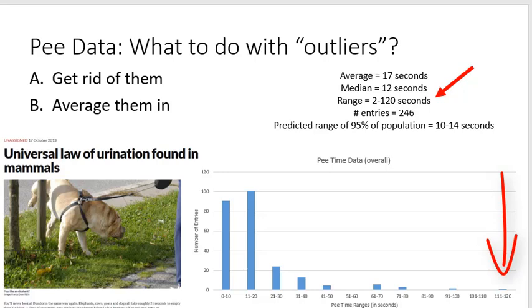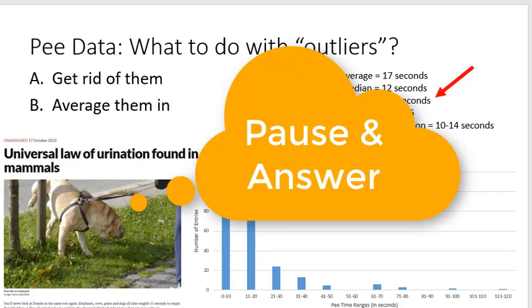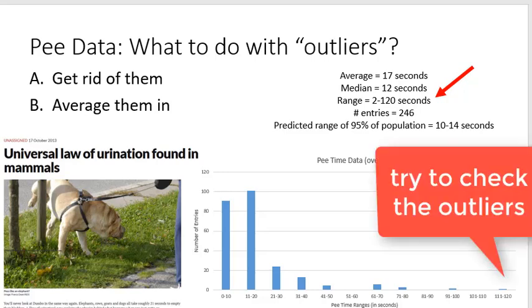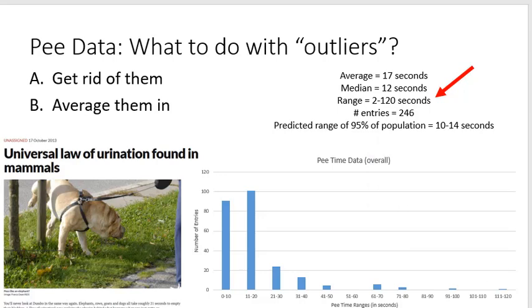These are outliers and substantially shift the average upward. What do you think we should do with them? Should we get rid of them or average them in? All these data points were anonymously collected and self-reported, so I have no way of checking to see if these people actually peed for 2 solid minutes. I kind of doubt it, though.